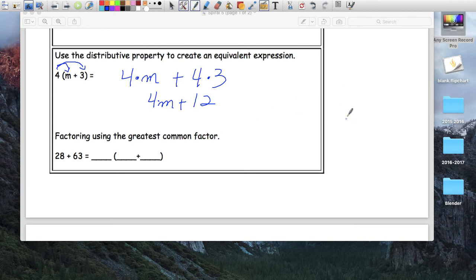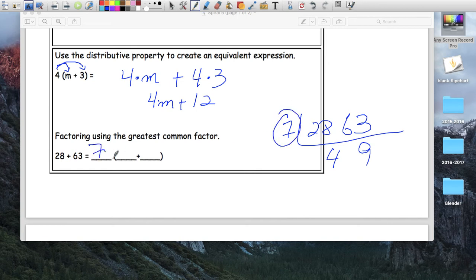Factor. I can use the ladder method to factor. Remember? Pick a number. 28 and 63. 2 no, 3 no, 4 no, 5 no, 6 no, 7 goes into 28 4 times, and 63 9 times. Can I do it again? No. So the GCF, the greatest number that they share, is 7, and inside I can put a 4 and a 9. If I actually multiply, 7 times 4 is 28, and 7 times 9 equals 63. Good.